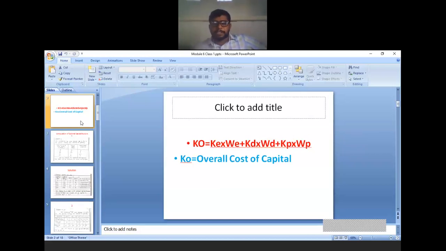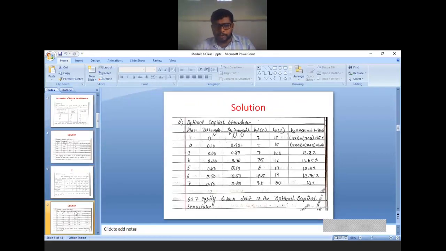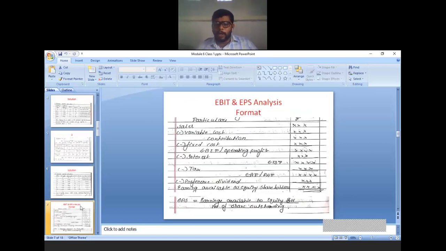For the optimal capital structure formula, overall cost of capital you need to calculate by multiplying cost of equity into weight of equity, plus cost of debt into weight of debt, plus cost of preference share capital into weight of preference share capital. Simple problem. Two problems we have already solved in the previous class, and we have also seen the format regarding EBIT and EPS analysis.